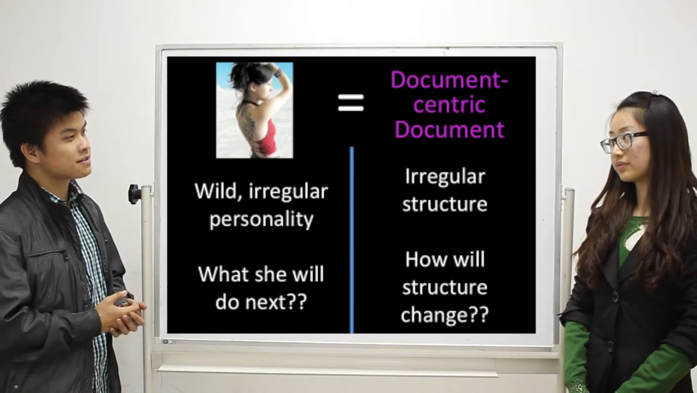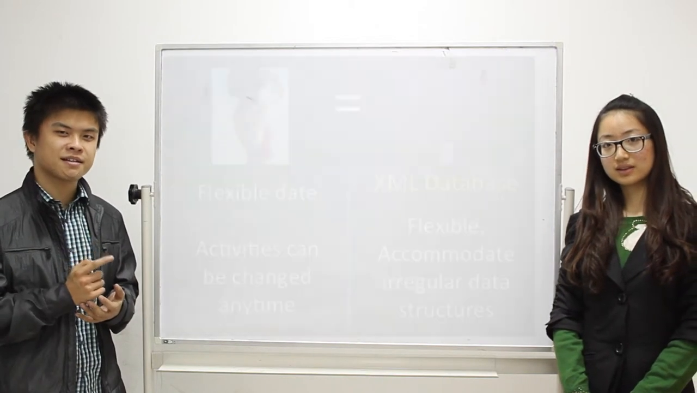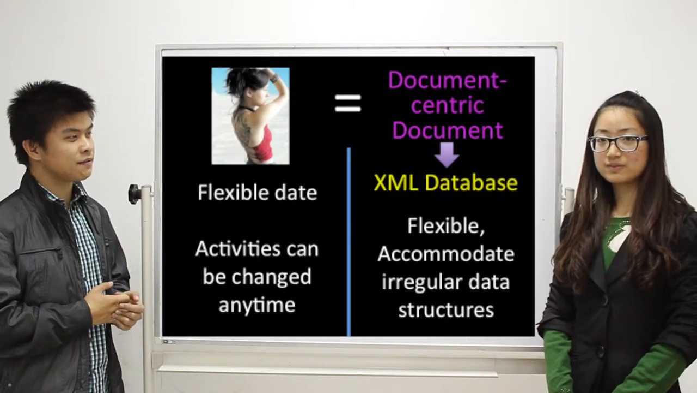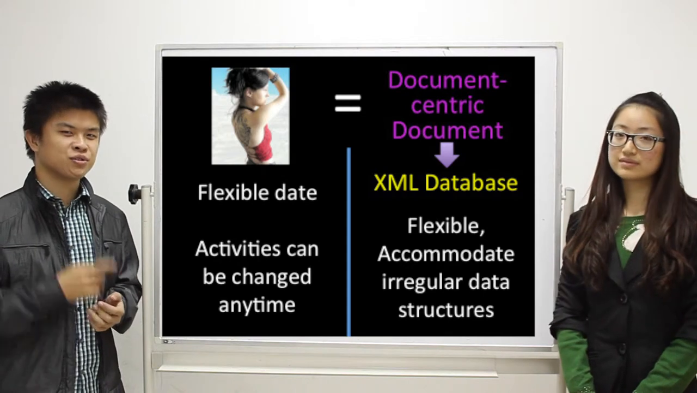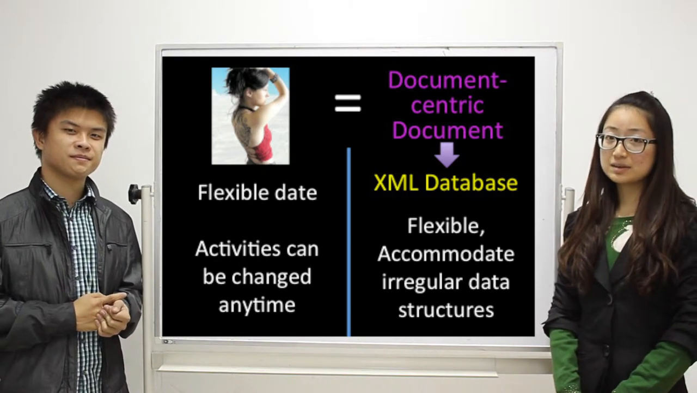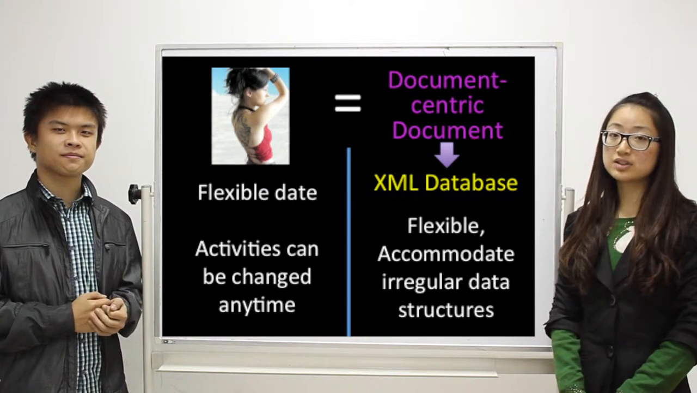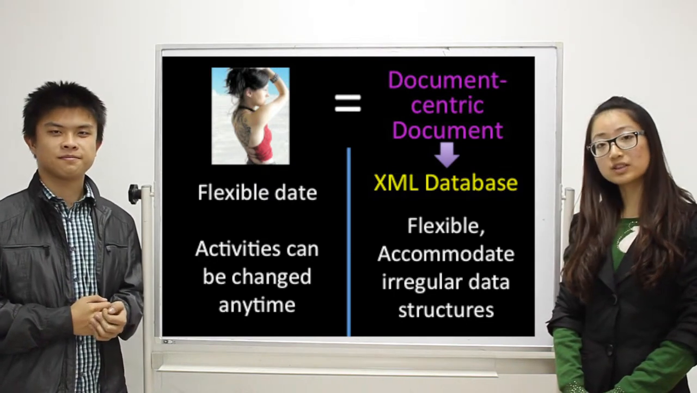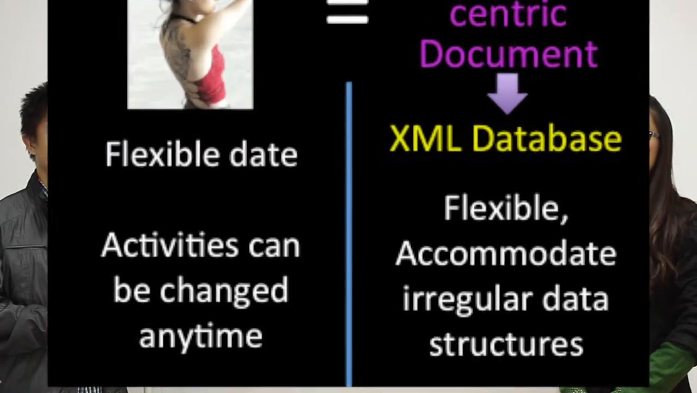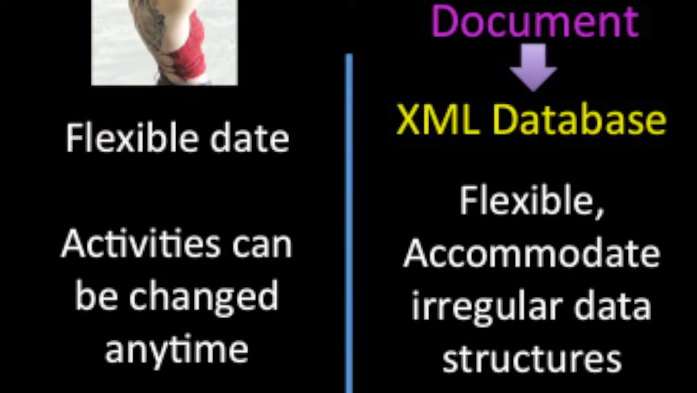Yes, that means that this girl should be taken on a date that is flexible, so that the activities can be changed at any time to suit her varying needs. Similarly, document-centric documents should be stored in an XML database, which is more flexible and can accommodate irregular data structures.